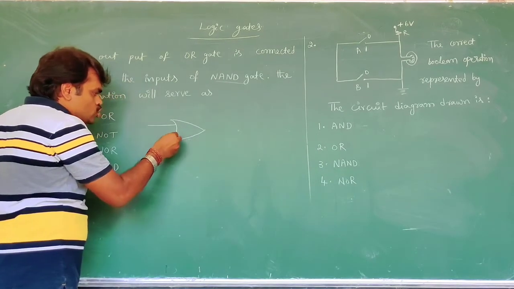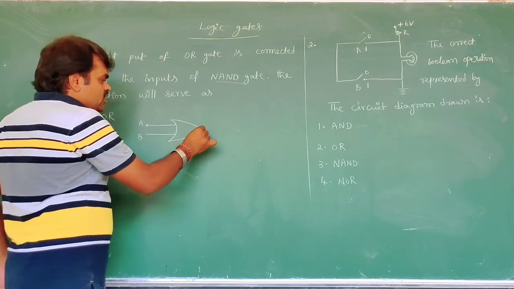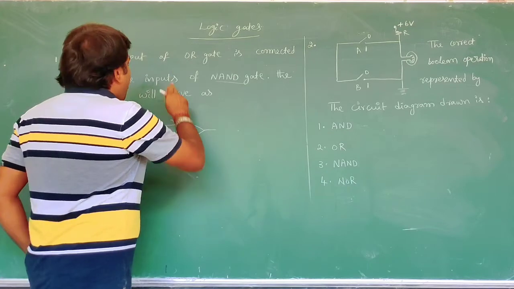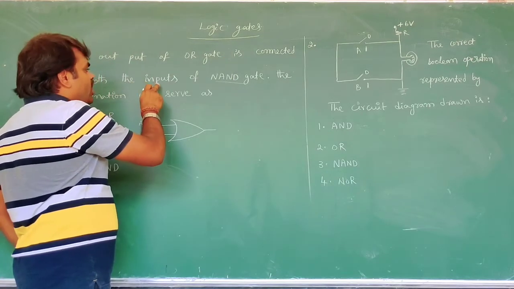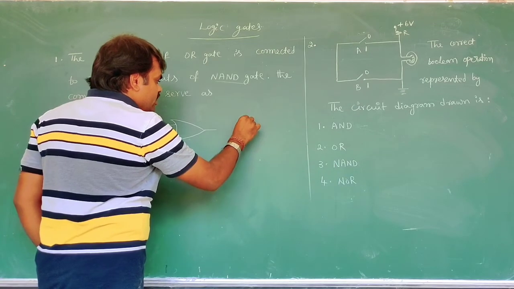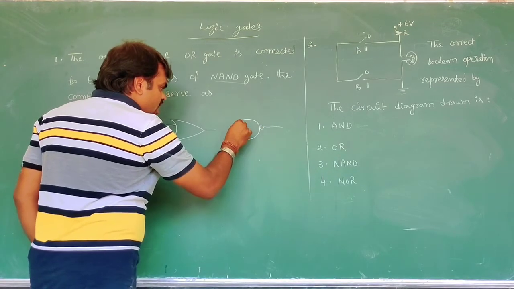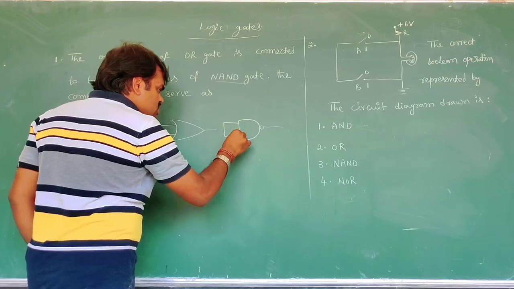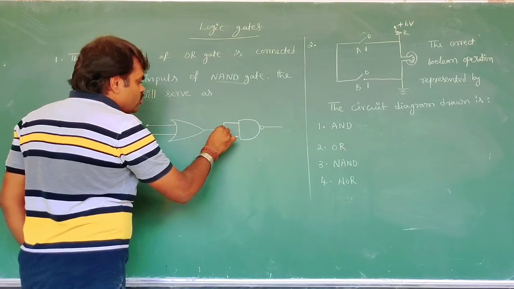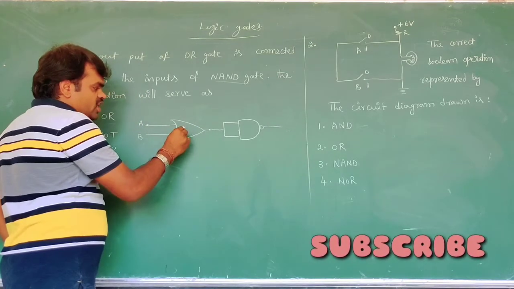The OR gate has two inputs, A and B, we consider. The output of the OR gate is connected to the input of the NAND gate. Here the NAND gate inputs are connected to the OR gate like this. This is the OR operation.